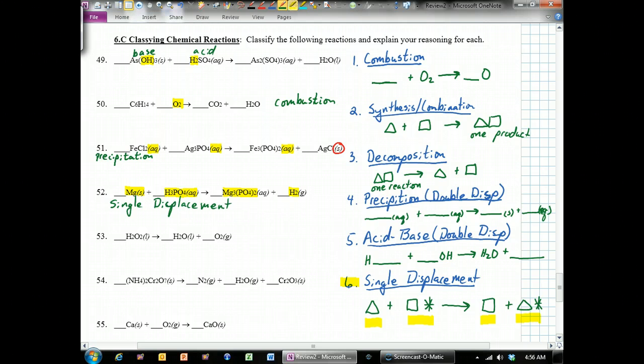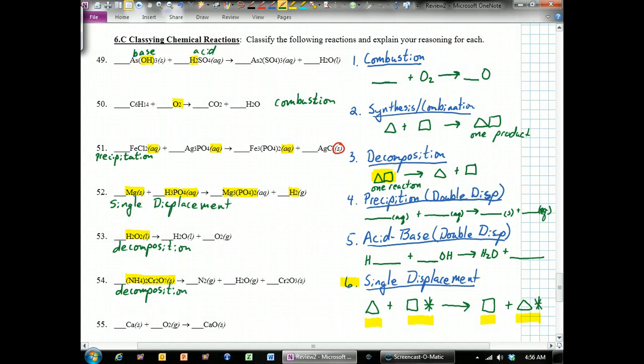And number 53, you only have one chemical on the reactant side. That's the same thing as a decomposition reaction. That's an indicator that a decomposition happened. And you make multiple products. So this is a decomposition. Same thing for 54, that there's only one reactant breaking down, so this is also a decomposition.